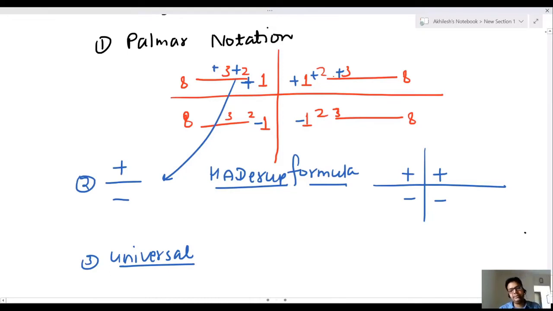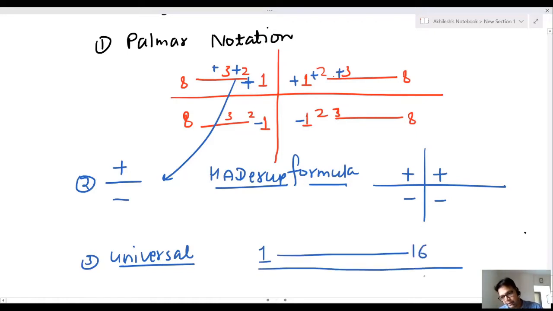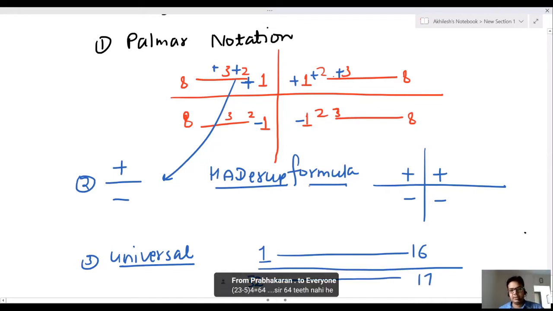Okay, simple. In the universal formula, we are not dividing into four quadrants: 1 to 16 and 17 to 32. If we write down in this manner, this is the universal formula.